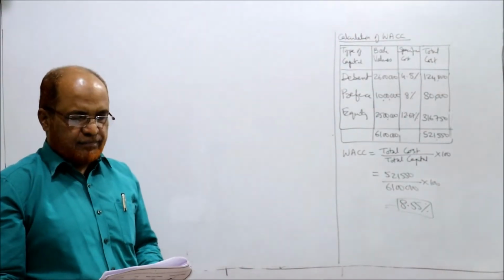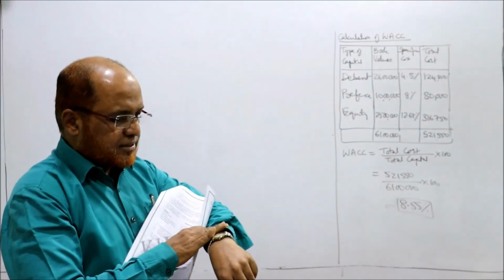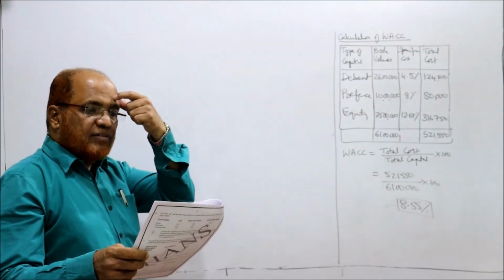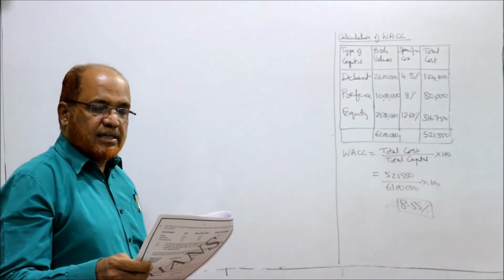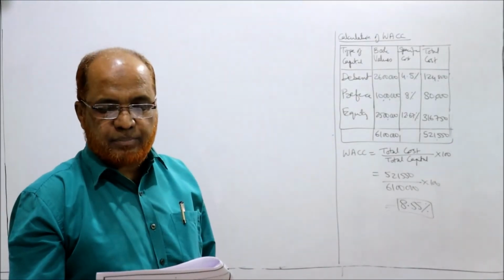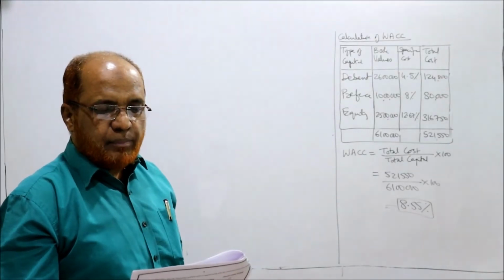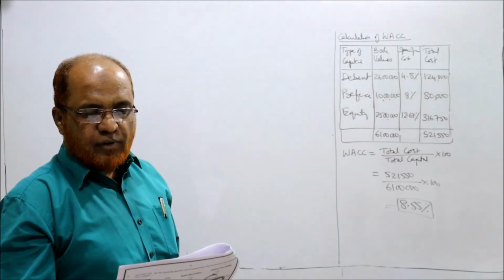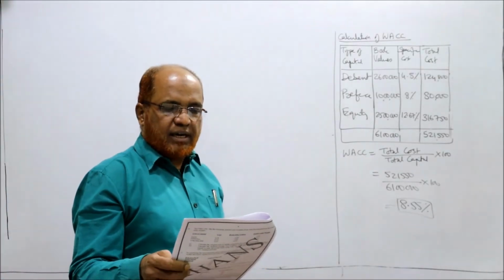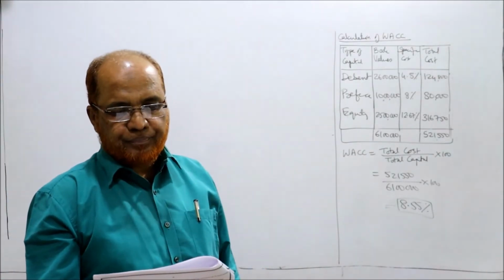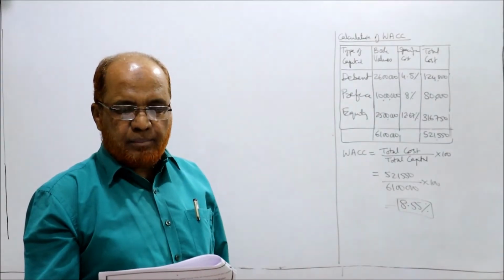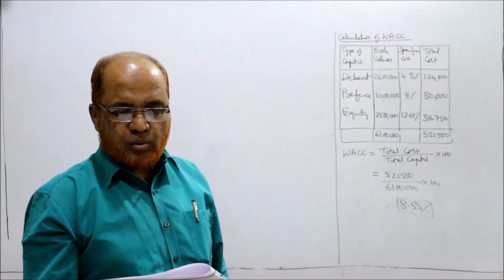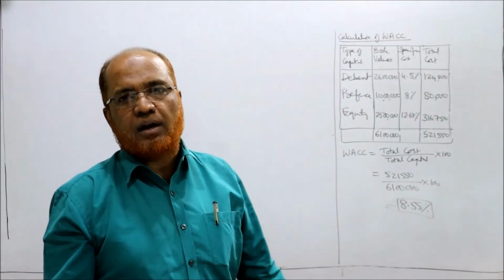Problem number 25. AP Fertilizer Limited. AP Fertilizer Limited wishes to determine the WACC, weighted average cost of capital, KO, for evaluating capital budgeting projects. You have been supplied with the following information to calculate the value of KO for the company. Balance sheet is given: current liabilities, debenture, preference, equity, retained earnings. We don't require current liability.